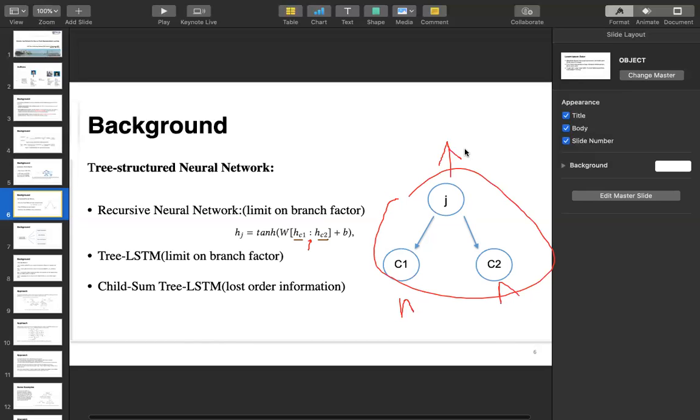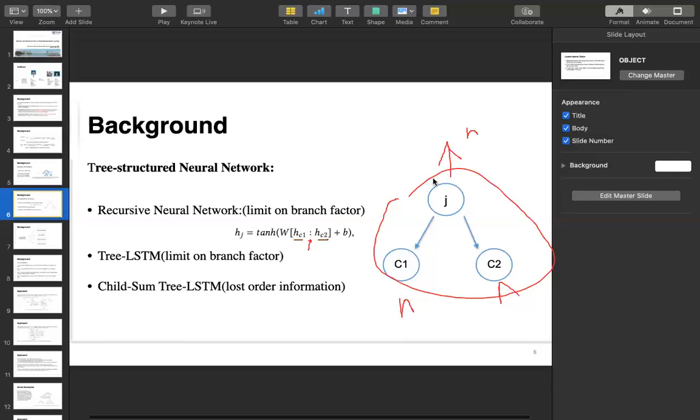So the dimensionality for J is also n. It's also n. Yeah. Okay. If the dimensionality of C1 and C2 is n, then W will be an n times 2n matrix. So it times a vector of 2n, then the resulting dimensionality will still be n.